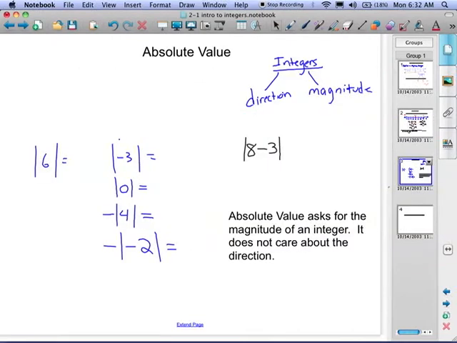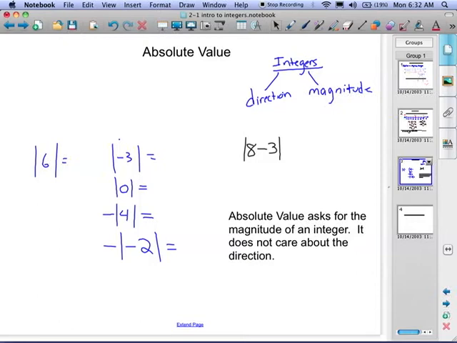On this board we have absolute value, a new concept. Absolute value is an operation that can be performed on a number, just like multiplying, adding, or subtracting, and so forth. In blue, in the upper right-hand corner, we see integers have a direction and a magnitude. Down in the bottom right-hand corner, in black, it tells you absolute value asks for the magnitude of an integer. It does not care about the direction.